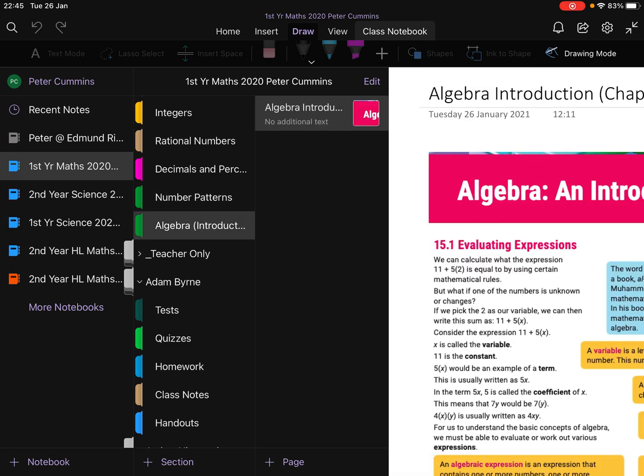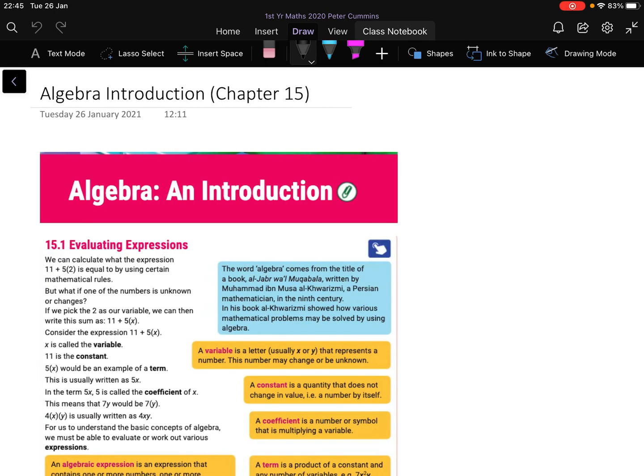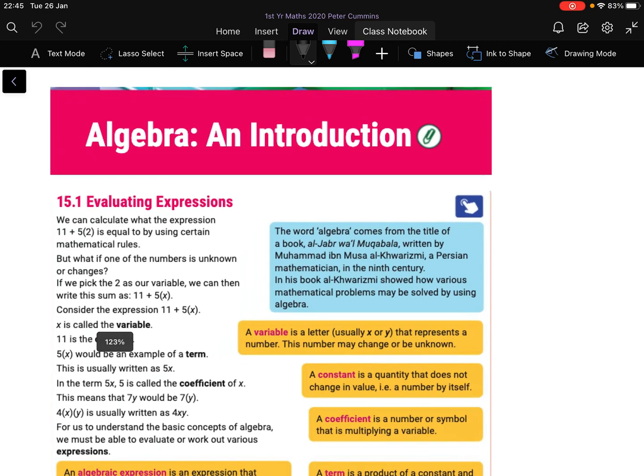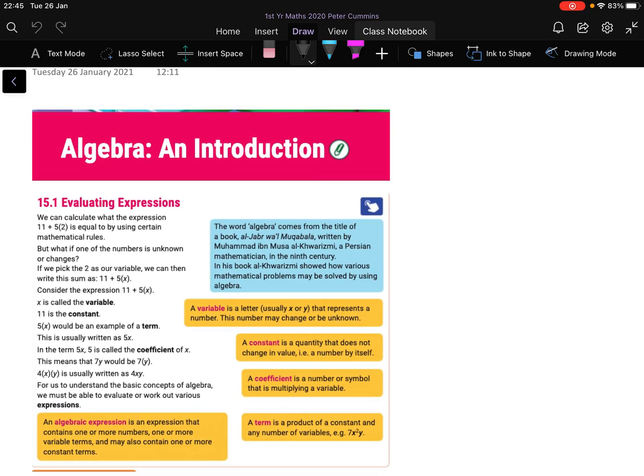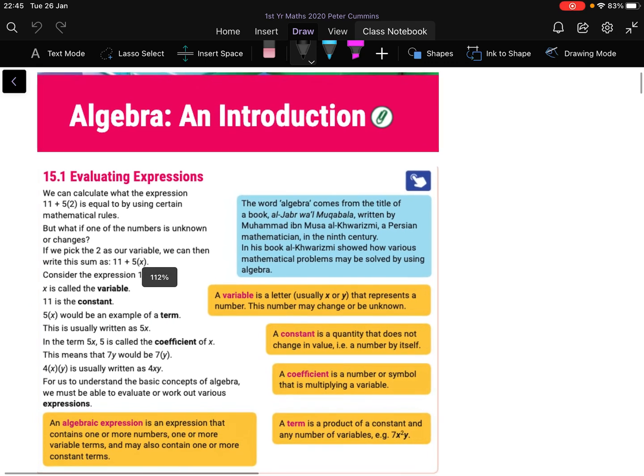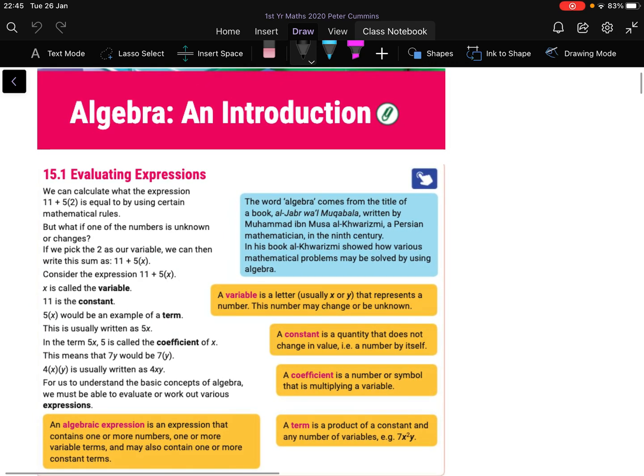Right, really quick introduction to algebra. Okay, this is chapter 15 in the book for anyone who is looking this up for the questions and so on. Now, I want to take our time on this. Monday's a great day. We have a live lesson and we can ask questions.